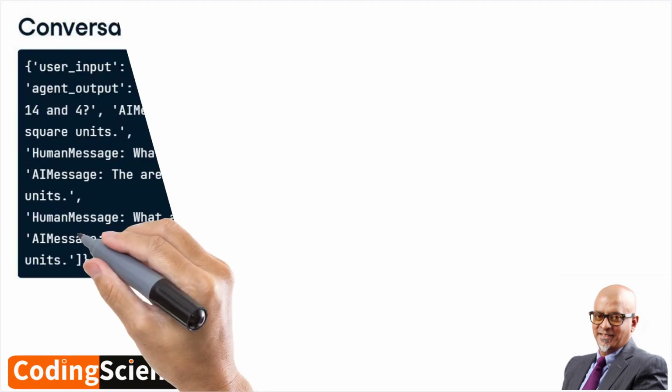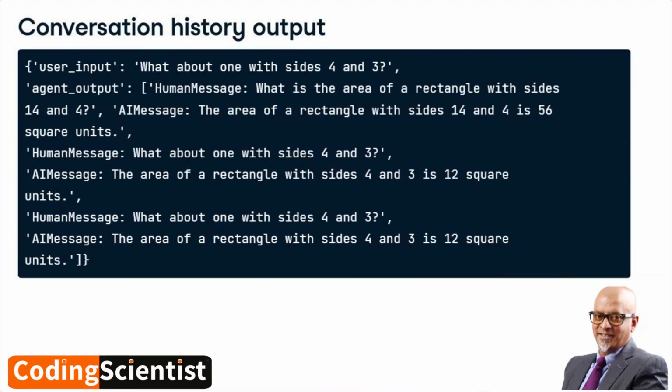Let's see if we can produce the elements we need. We have our new query labeled user_input. Then, we have our agent output listing the full conversation with labeled human and AI messages. When we ask the agent to list the last message, we have our most recent query and answer. Everything is in good shape.